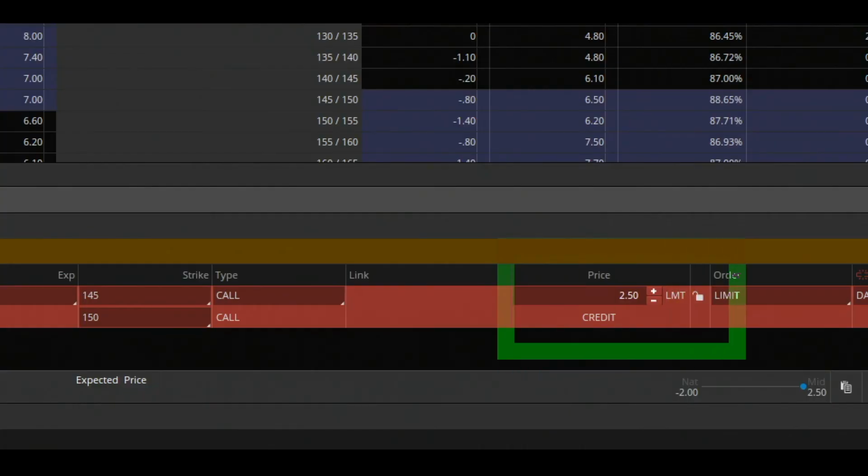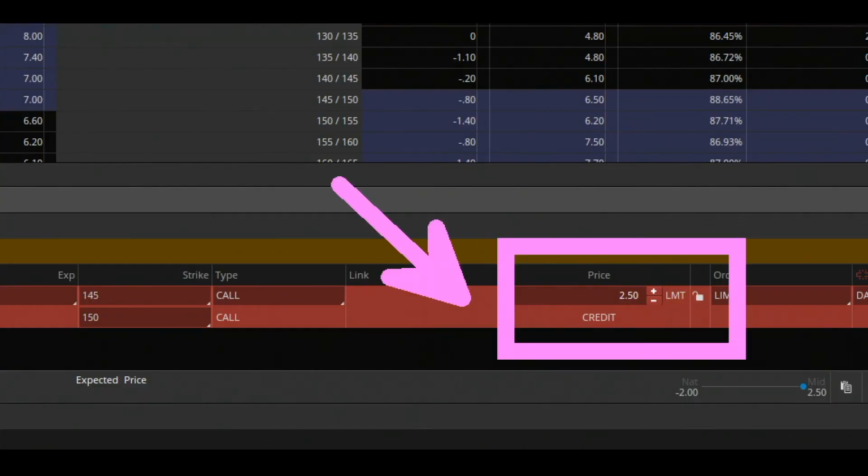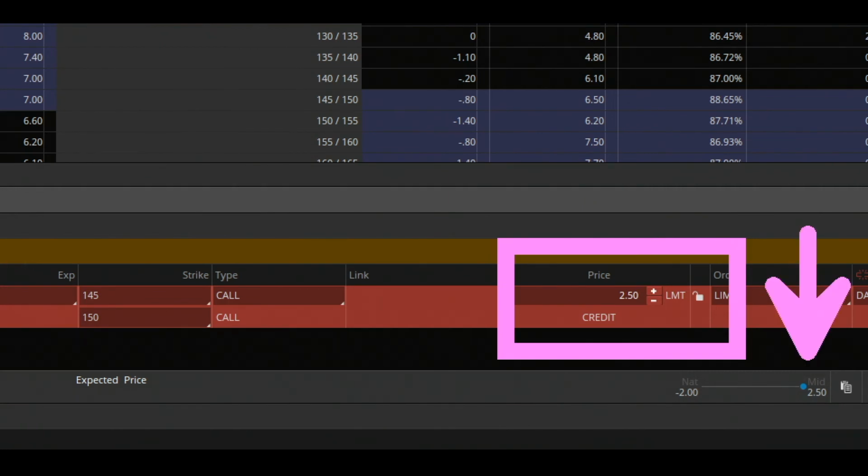So when you open a trade on Thinkorswim, it will be red, indicating that you're selling. The price is $2.50 per contract. There's 100 contracts, and that's why you come up to $250. You'll always want this to be as far away as it can be from zero, at the midpoint.